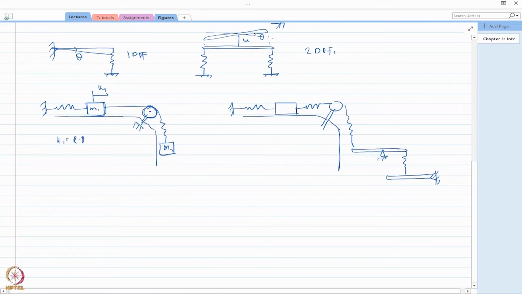However, there is again a spring between this point and this point. So M2 needs to be represented by another degree of freedom. So in this case, again I have a 2 degree of freedom system. All right.